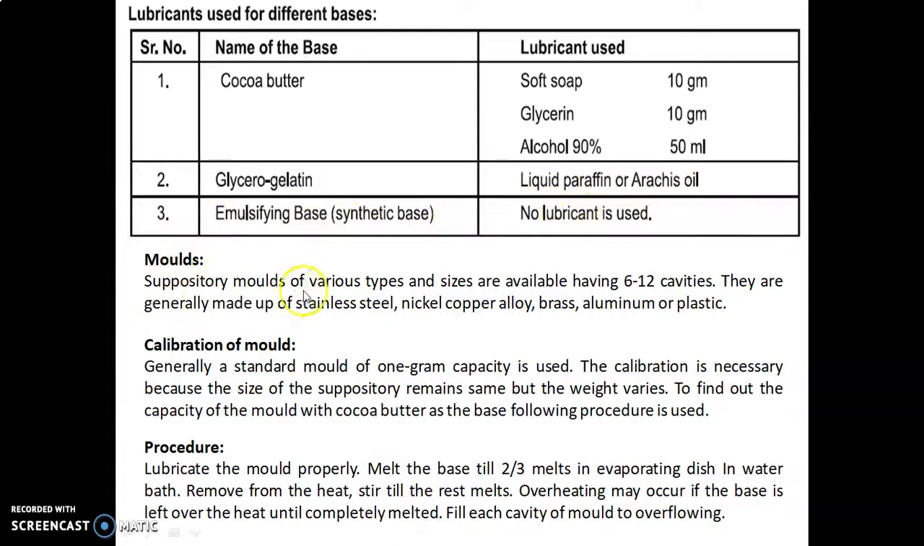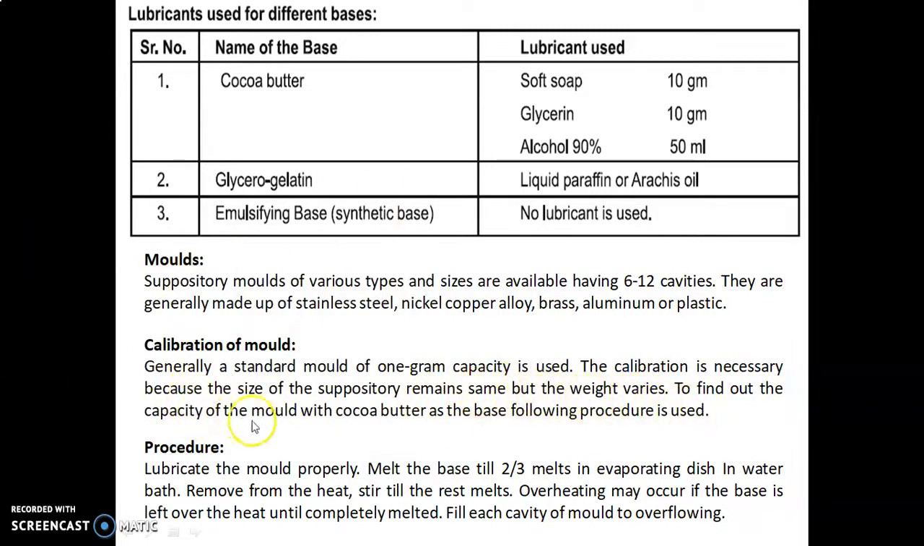Molds: suppository molds of various types and sizes are available, having 6 to 12 cavities. They are generally made up of stainless steel, nickel, copper, alloy, brass, aluminium or plastic. Calibration of mold: generally a standard mold of 1 gram capacity is used. The calibration is necessary because the size of the suppository remains the same but the weight varies.